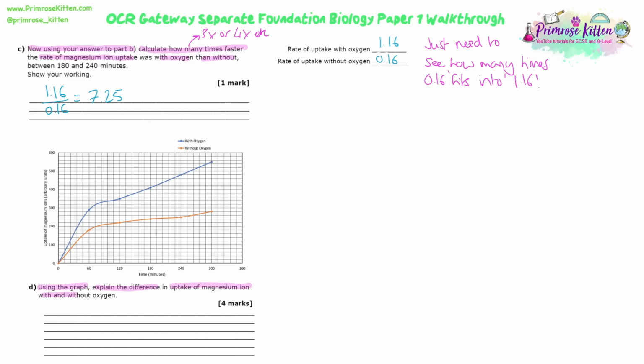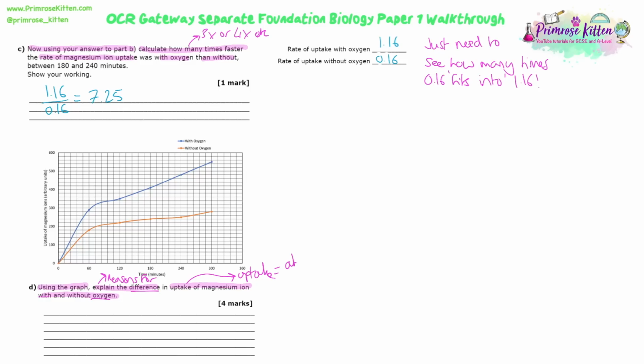So part D, using the graph, explain the difference in uptake of magnesium ions with and without oxygen. Okay, so explaining the difference, reasons for the difference. We need to say what the difference is and give reasons why there is a difference between the uptake of magnesium ions. Now, uptake just means absorption, like taking them into the root tissue.